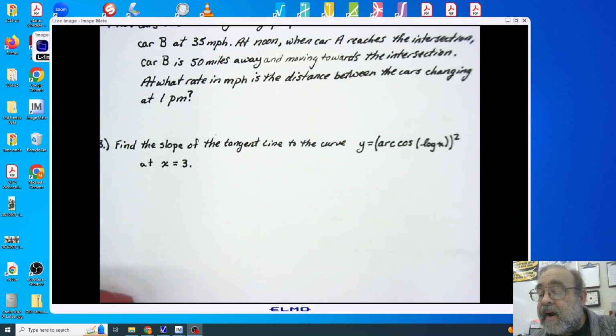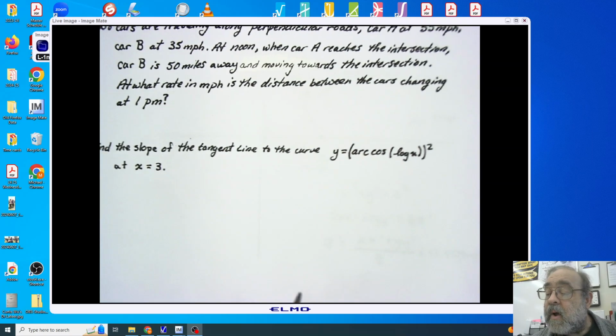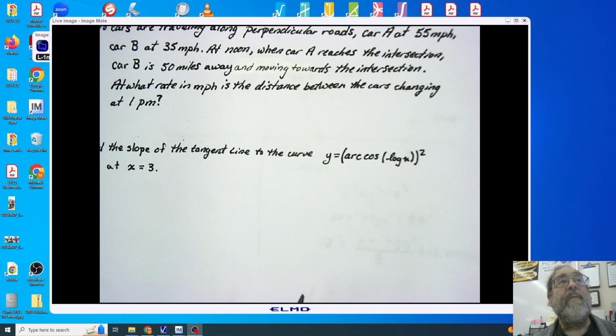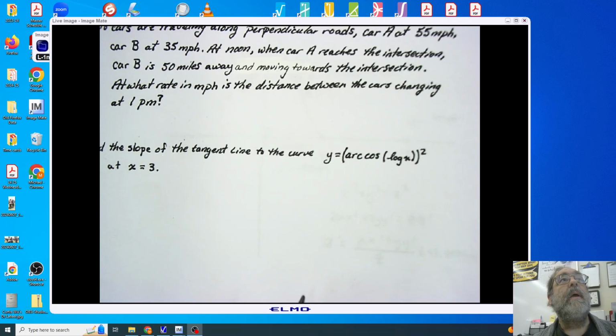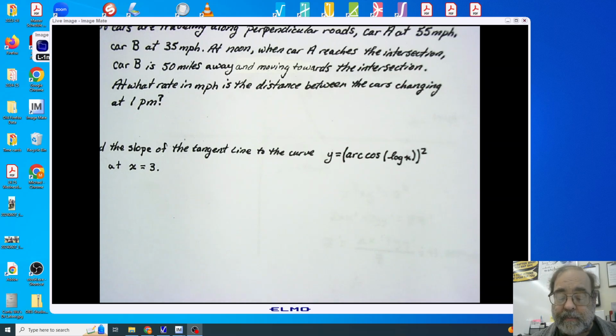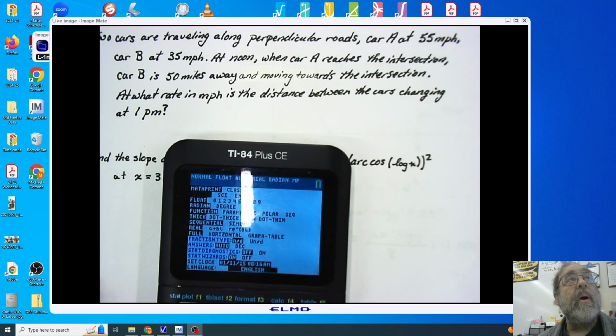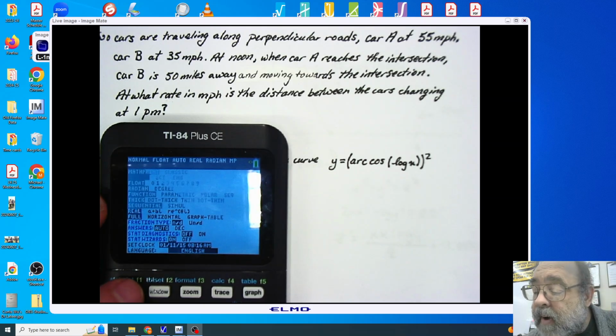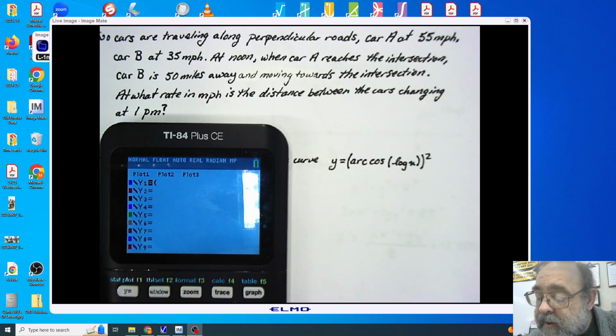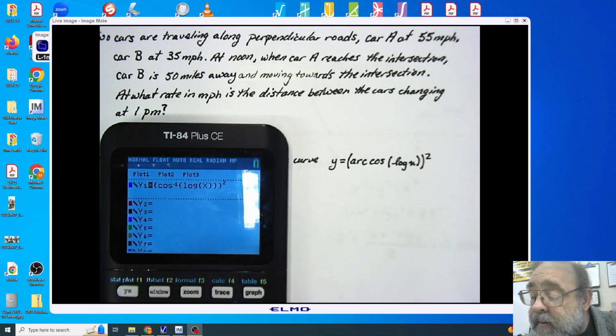Number 3 asks me to find the slope of the tangent line to the curve y equals the arc cosine of log x, quantity squared. So part of this is just making sure that we can put this into our calculator accurately and make sure that we are in the appropriate mode. So I'm going to go to my y equals, put parentheses, arc cosine is second function cosine. Put in log x, close, close. Then I need to make sure that I close it one last time and I square it.